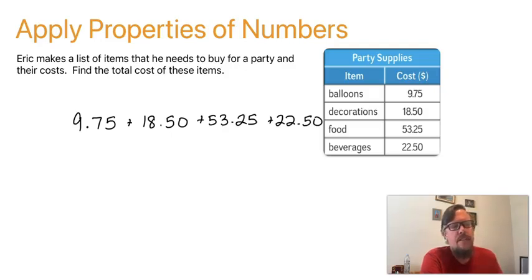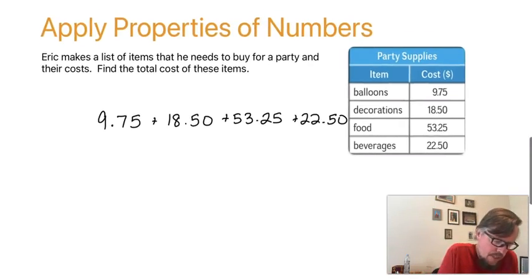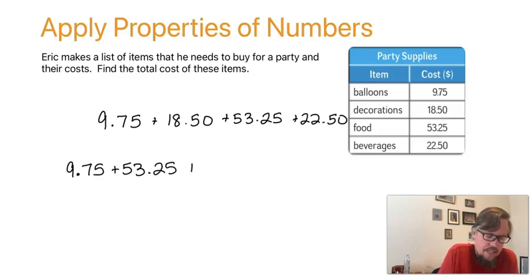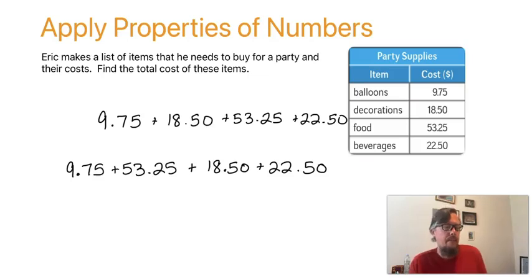Adding $9.75 to $18.50 is much harder to do than $9.75 plus $53.25. And the reason for that is adding 75 cents to 25 cents makes a whole dollar. Adding 75 cents to 50 cents does not. So I'm going to rewrite this problem so that the 9.75 is added to the 53.25 first. And then I'm going to add the amounts that end with 50 cents because 50 cents plus 50 cents is also a dollar, so that makes it much easier.